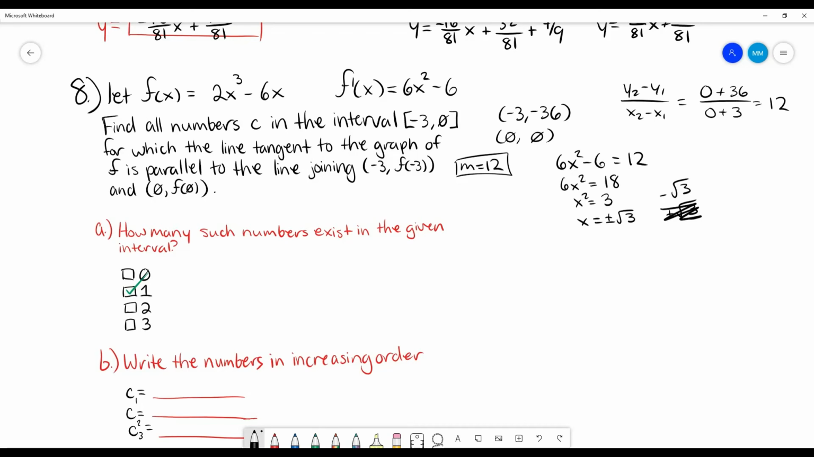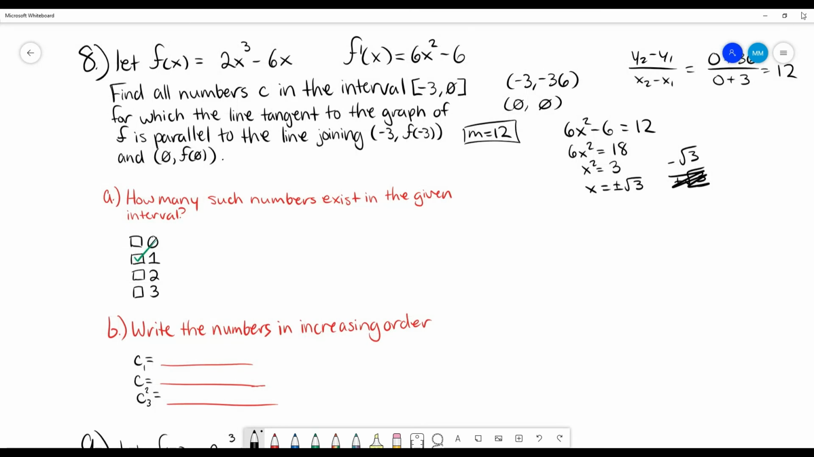And now we just have to write what that number c is. And that is our negative square root of 3. The other two don't have answers, so I'm going to say that they don't exist. For the homework, I would put this in as a long decimal, so I'd put that in your calculator and then type that out. But for our sake, I'm just writing it as is.